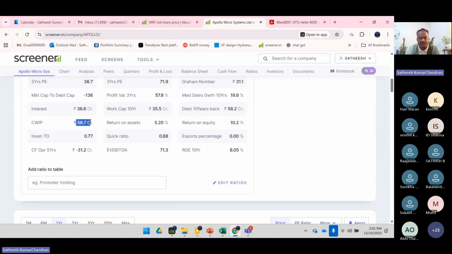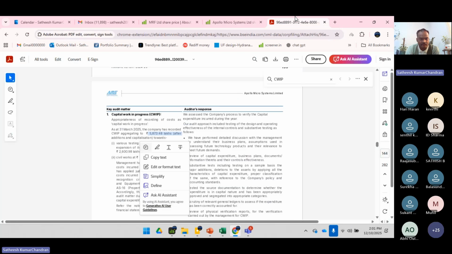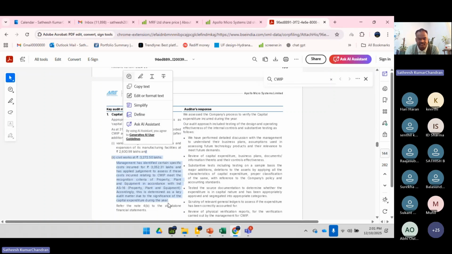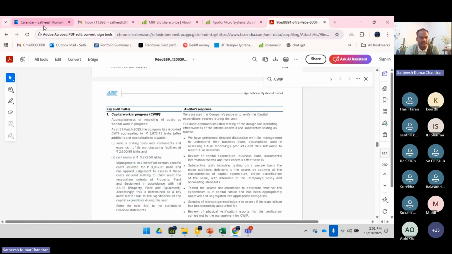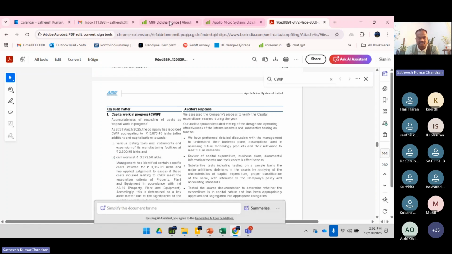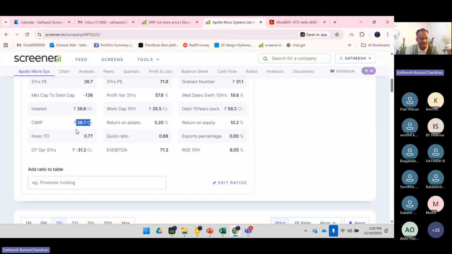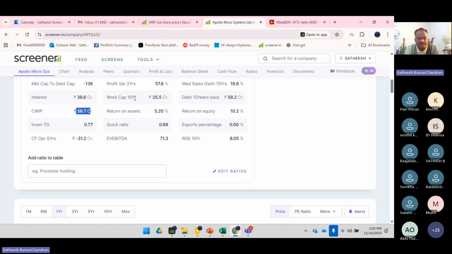The 58 crore is matching here. Annual report: what they're doing with this money is various testing tools and instruments, expansion of manufacturing facilities, civil works, management. Everything is given in the annual report clearly. So one has to cross-check whether it is authentic or not, and whether this will help in sales growth, that we have to extrapolate.